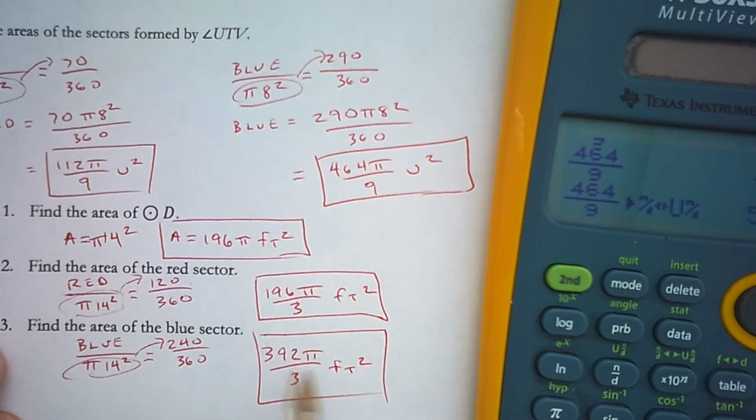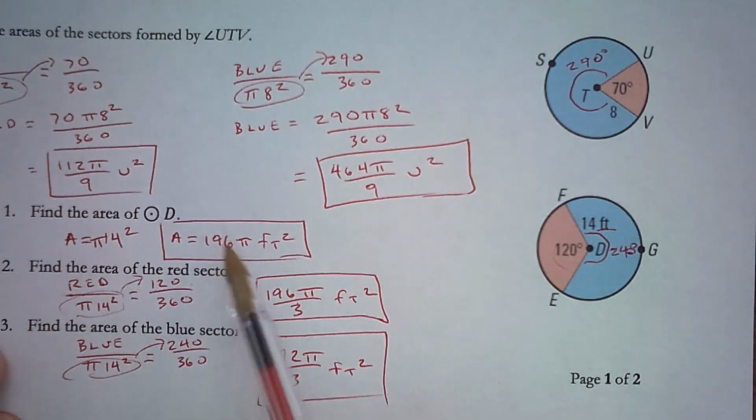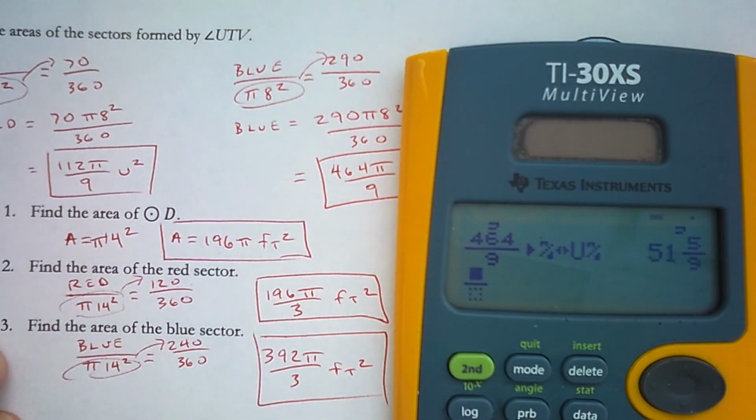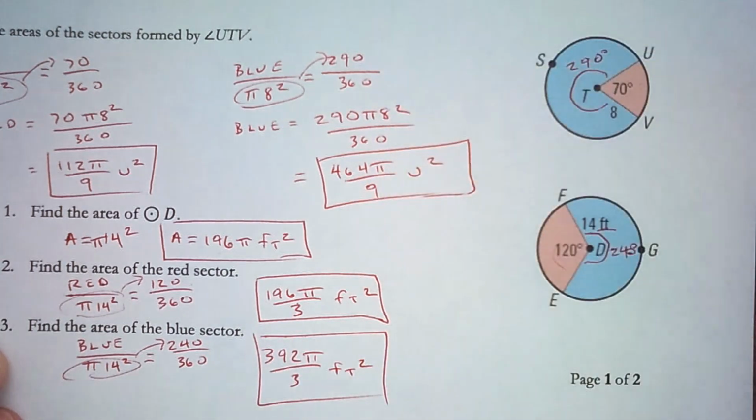Now these two areas right here, the red and the blue sector, should add up to 196 pi. So if I do 196 over 3 and add 392 over 3, I get 196. So I've got 196 pi as my total area when I add the red and the blue sector together.